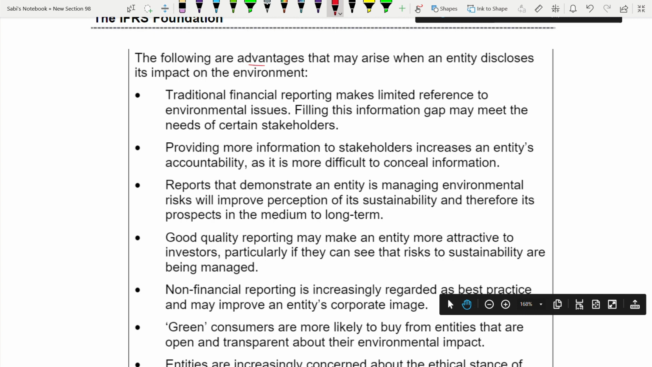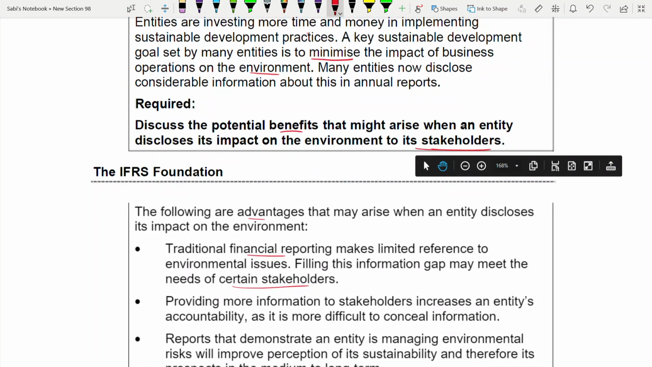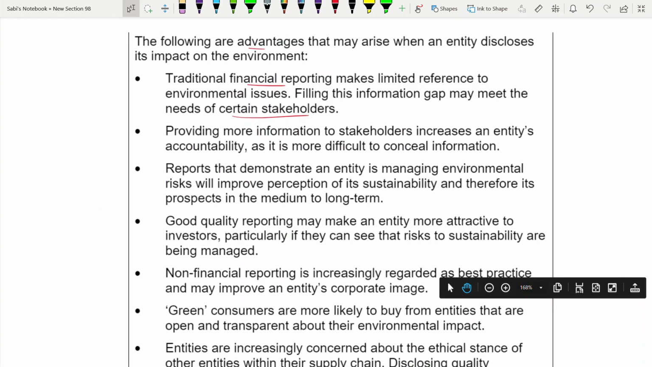One advantage is what? See, if you go by traditional financial reporting, it only gives very limited reference to environmental issues. Does it talk? No. But if you fill this information gap by giving information about the environment, then it can meet the need of certain stakeholders. One advantage is this for the stakeholders. Second, if you are giving more information to stakeholders, it increases an entity's accountability as it is more difficult to conceal the information. Entity's accountability is increased.